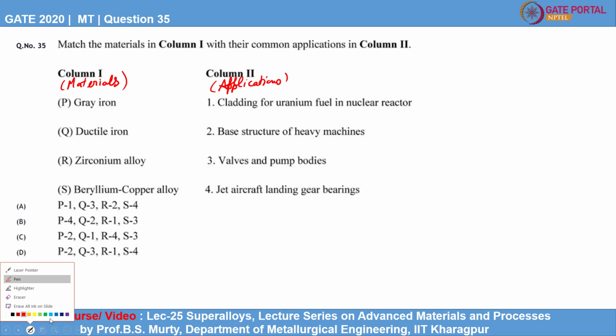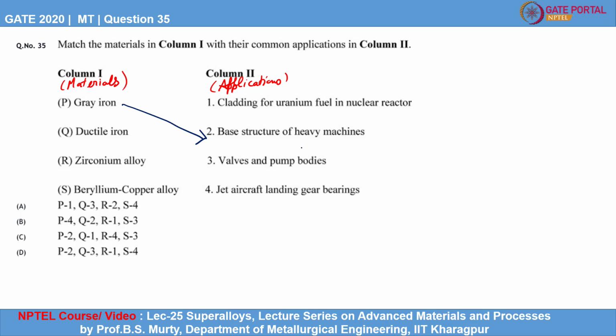Okay. So your first material is grey cast iron or grey iron. Now we all know that grey iron has high damping properties, hence it is appropriate that they are used for the base structure of heavy machines so that they can provide higher damping resistance. So to provide higher damping resistance, grey cast iron is generally used to construct the base structure of heavy machines.